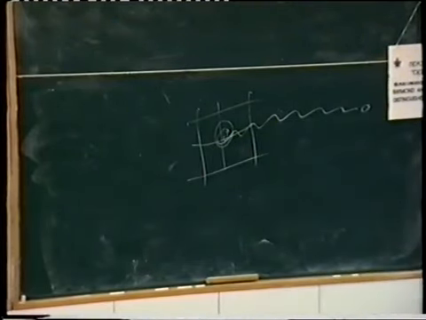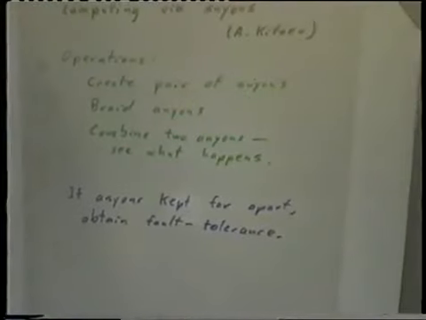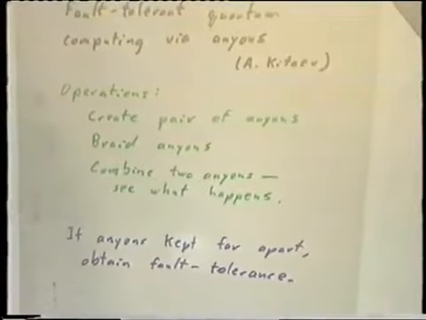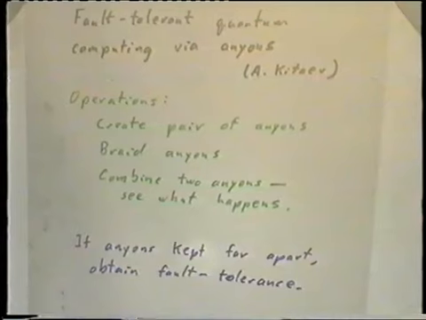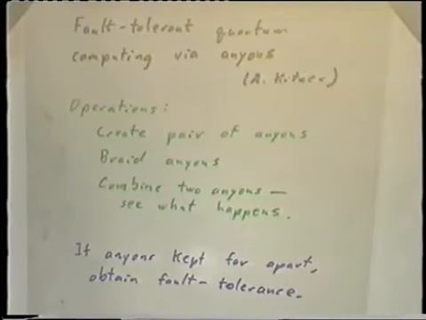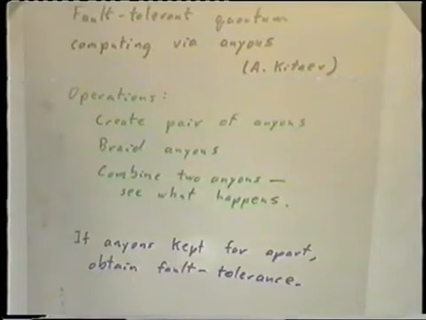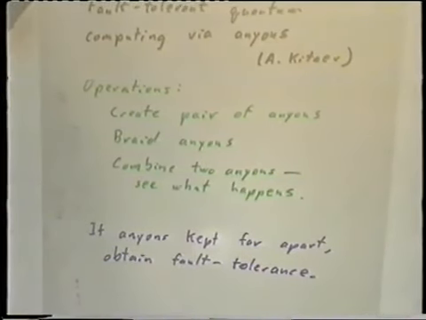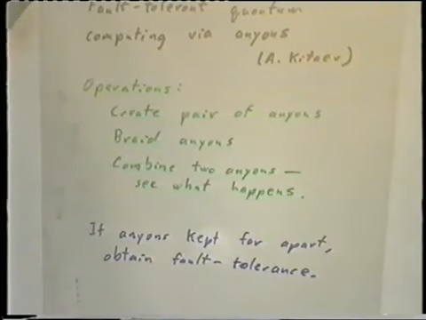So it turns out you can do fault-tolerant quantum computing by giving the graph and the quantum variables on it, and then the operations are: create a pair of anyons, do some kind of braiding of the anyons around each other, which topologically changes the state of the system, and then combine two anyons to see what happens. And you can show that if anyons are kept far enough apart, you obtain fault-tolerant quantum computing, because they can't change unless they're brought fairly close together.